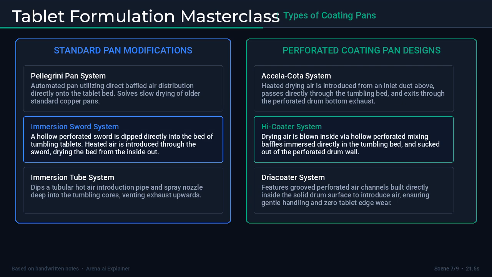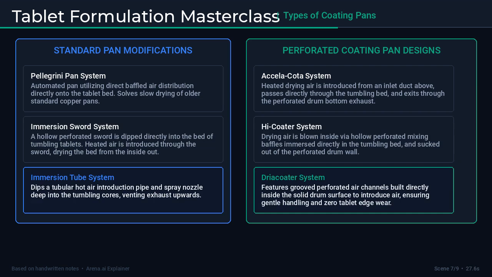In perforated pans, commercial brands use different air paths. The Accela Cota draws air from top to bottom. The Hi-Coater introduces air via hollow perforated mixing baffles. The Dria Coater channels hot air through grooved perforated ribs inside a solid drum.